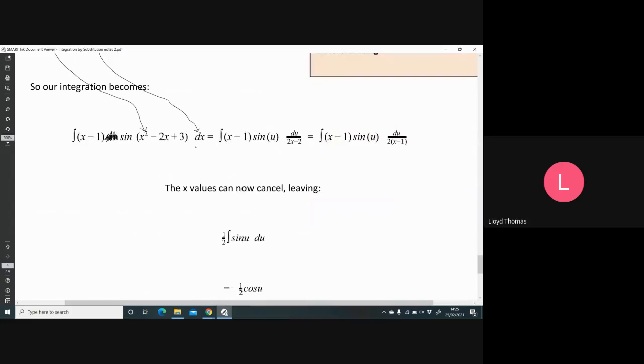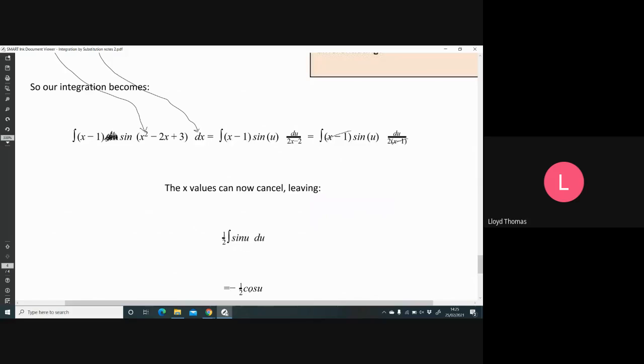And I end up with this here. Okay, so remember, u replaces the bracket, so it becomes sine u. Dx is replaced with what it was rearranged as, which was du over this, or the factorized version that I had there. There I have an x minus 1 on the bottom and an x minus 1 on the top. And I am just left with, well, it's a half because there's a 2 on the bottom, which I can take outside. And sine u is the only thing that's left.